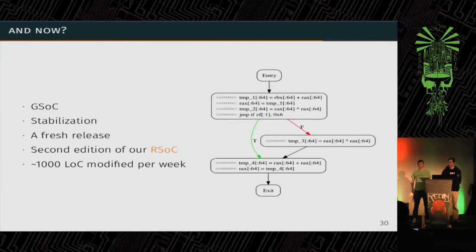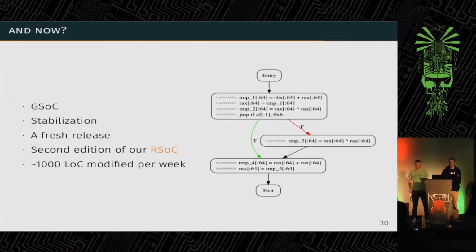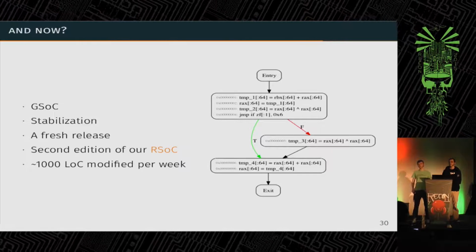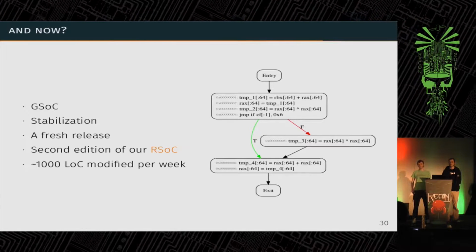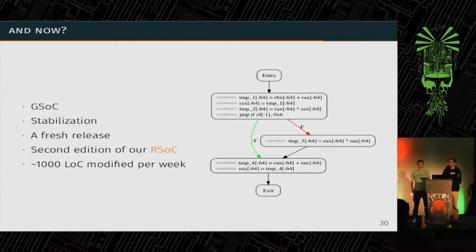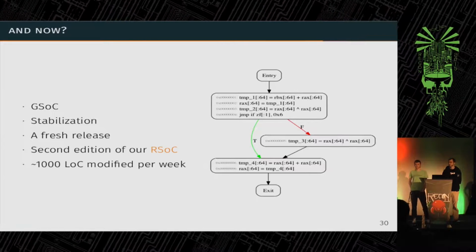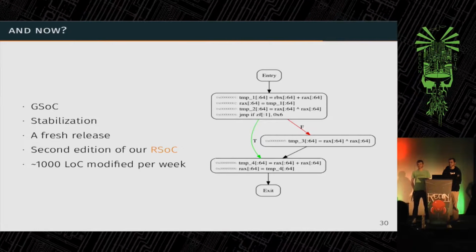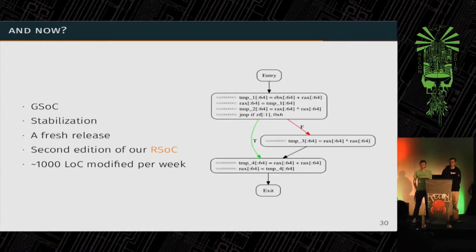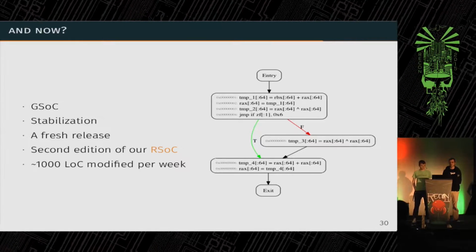Hopefully you shouldn't be using that, just use it from Git though. We're having a second edition of the Radare2 Summer of Code, which is going to be starting, I think, next week. And in general, about 1,000 lines of code are modified each week, so we're moving very quickly. New features are being added all the time, general improvements all the time. It's pretty exciting stuff.